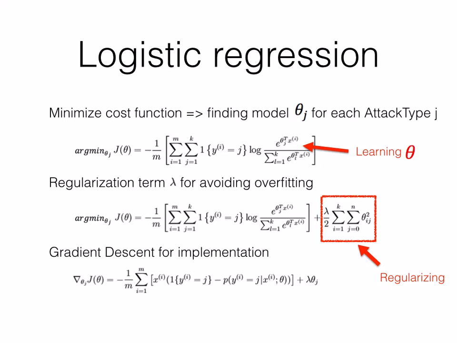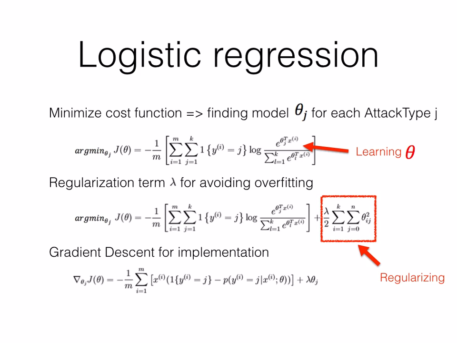Then I'm talking about logistic regression. For logistic regression, basically we are trying to minimize the cost function, as you can see in the first equation. So we are trying to learn the data for each attack type. And also, if we just use this kind of cost function, it will lead us to overfit. So for avoiding overfitting, we can do some regularization on it, taking a lambda.